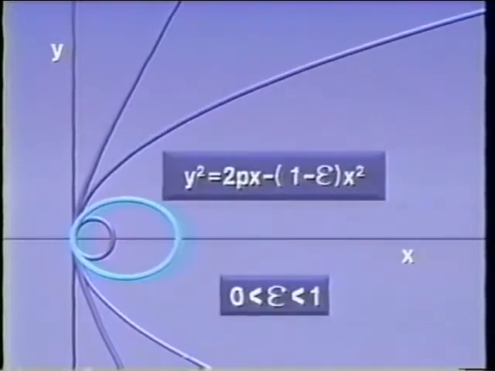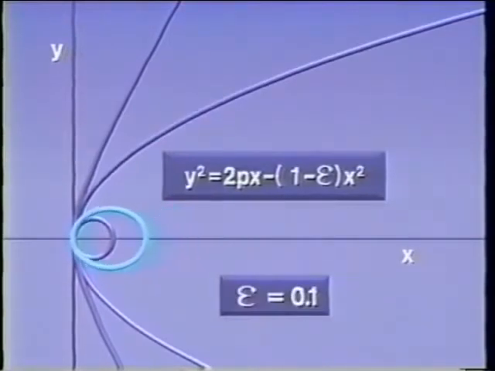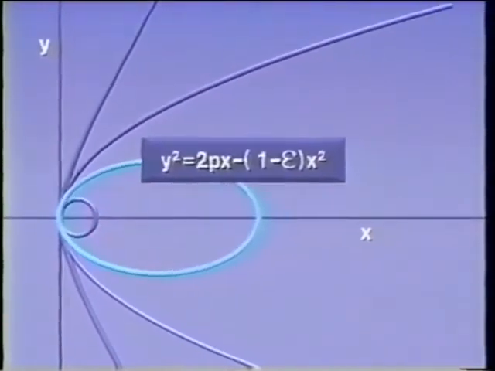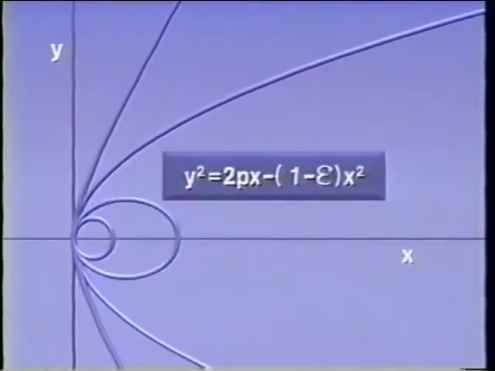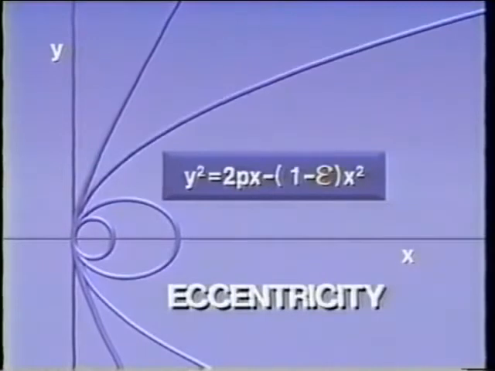Epsilon values between 0 and 1 produce an ellipse. A lower value, such as 0.1, describes an ellipse that is almost a circle. A higher value, and the ellipse is more elongated. The epsilon value measures the curvature and is called the numerical eccentricity of the conic.